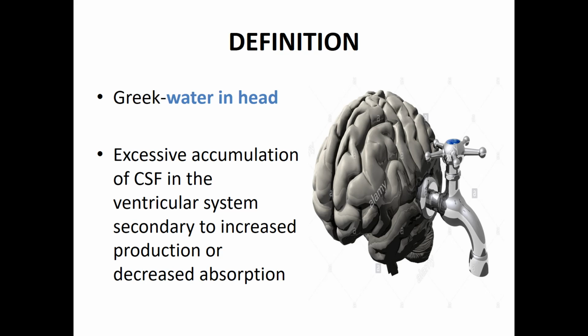Excessive accumulation of CSF results in abnormal widening of the spaces in the brain called ventricles, and this widening creates potentially harmful pressure on the tissues of the brain, which then leads to the signs and symptoms of hydrocephalus. So it may be secondary to increased production or decreased absorption of the CSF. We will discuss this in our upcoming slides.